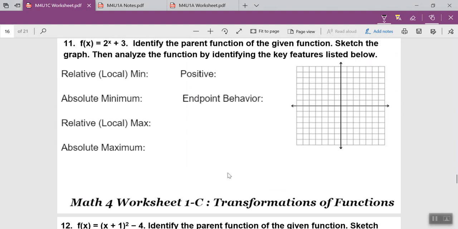I think when I do this one here, I'm going to do that. All right, there's the graph. Now, as to a relative min, there's not really a relative min or an absolute min because it keeps getting closer and closer.